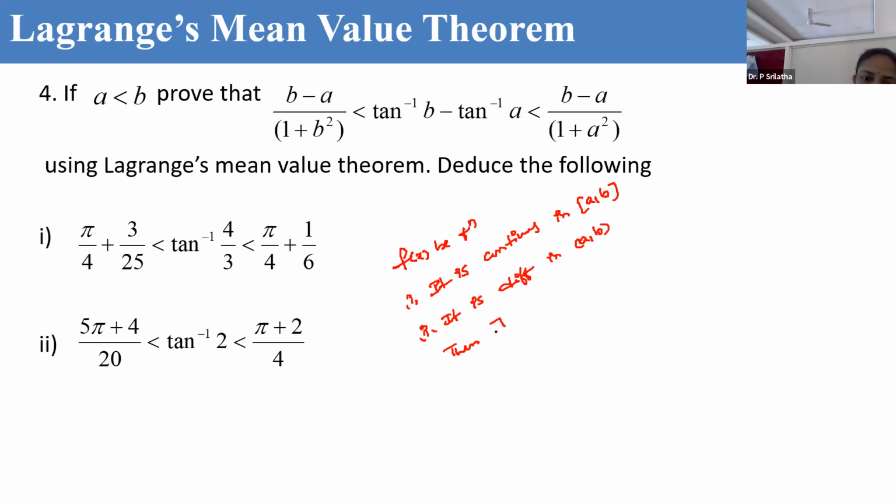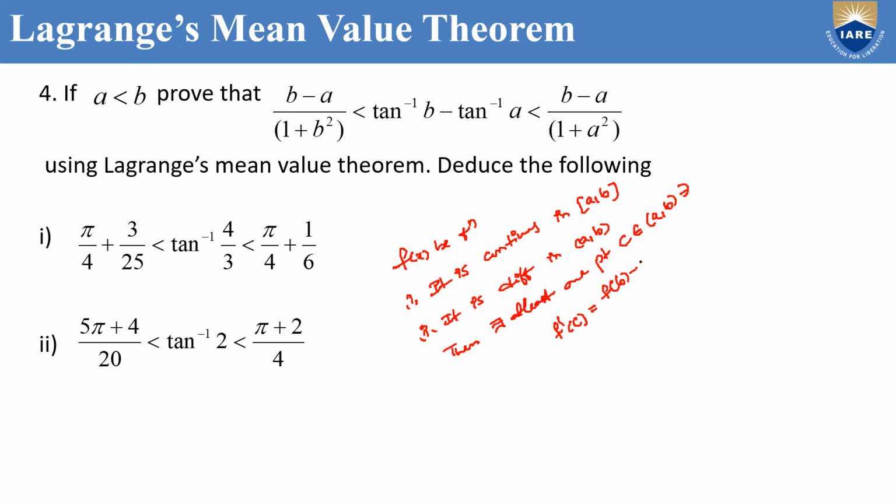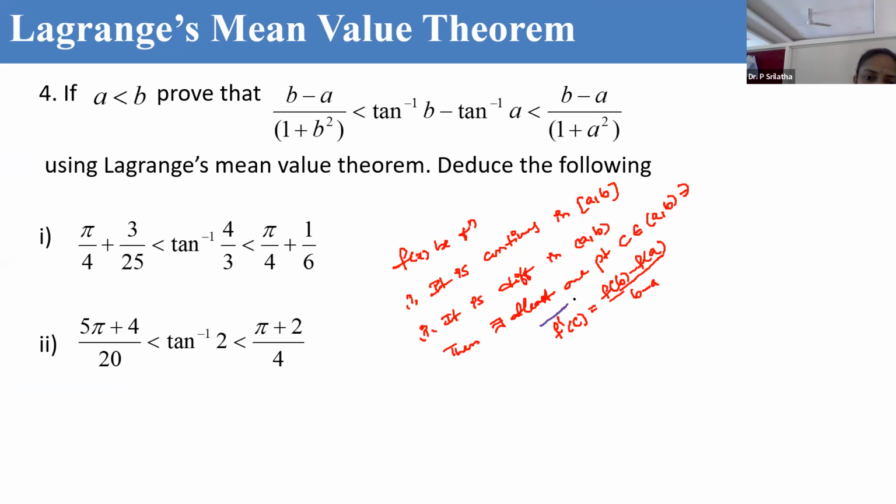Then there exists at least one point c belongs to open interval a comma b, such that, what is the main formula? F dash of c equal to f of b minus f of a by b minus a. So this is the main formula, right? Now all of you write down this question. Okay, so this is Lagrange's mean value theorem statement. All of you write down this fourth question.